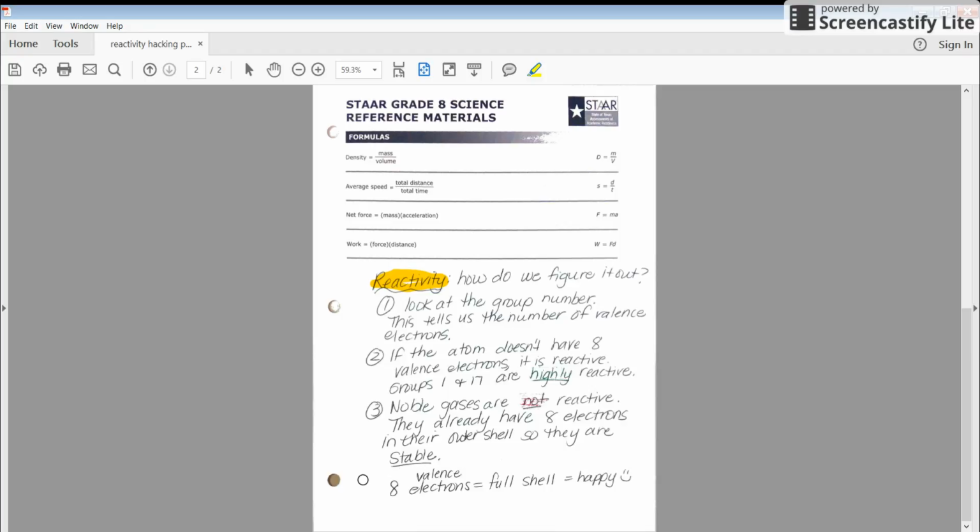So really what you need to focus on with reactivity is the magic number 8. 8 valence electrons equals a full outer shell equals a happy atom. If they have 8, there's no reason to bond or be reactive anymore. Anyone who doesn't have 8, though, is going to be reactive.